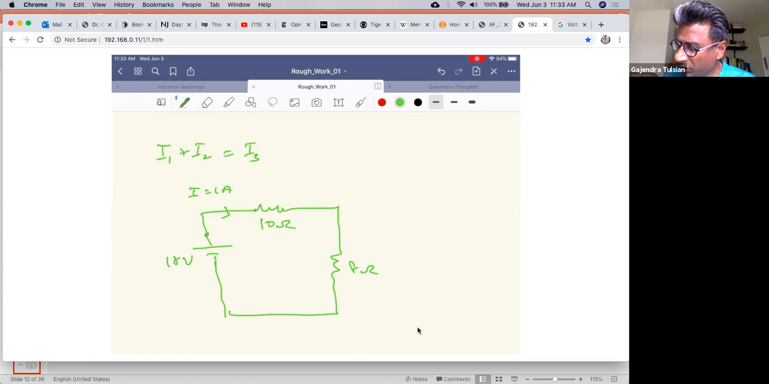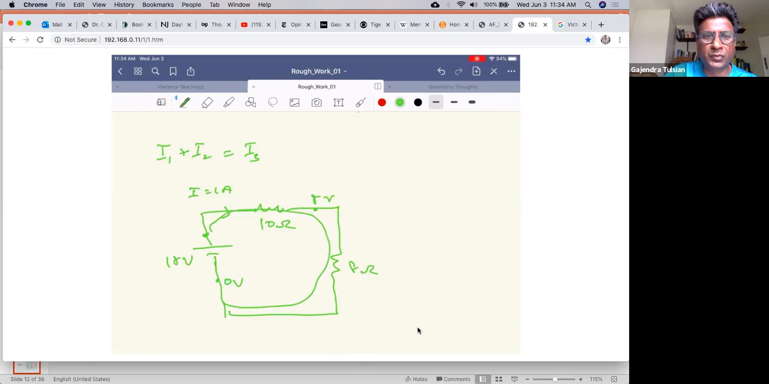Okay, so this point is at 18 volts, and you learn to solve this kind of stuff. This point will be at 18 minus 10, which is 8 volts, and this point will be at 0 volts. Okay, so every point in the circuit is at a certain voltage.